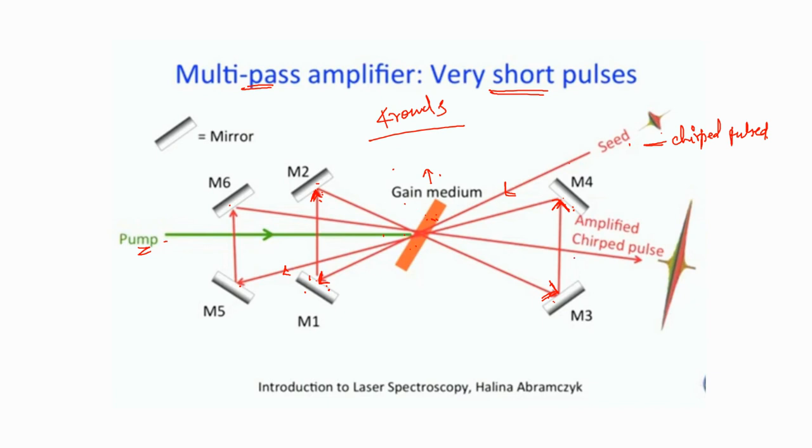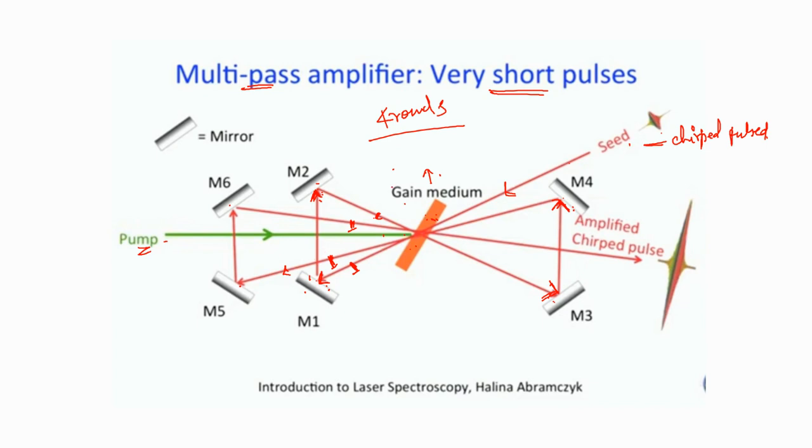In each cycle, say in the first round from the C to the gain medium, this is one round. In the second round from M2 to M3, this is the second round. From M3 to M4 and M4 to M5, this is the third round. And from M5 to M6 and M6 to the output C, this is the fourth time. So see, it passes through the gain medium four times.